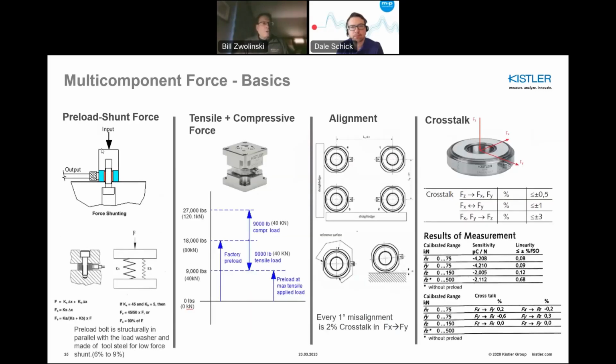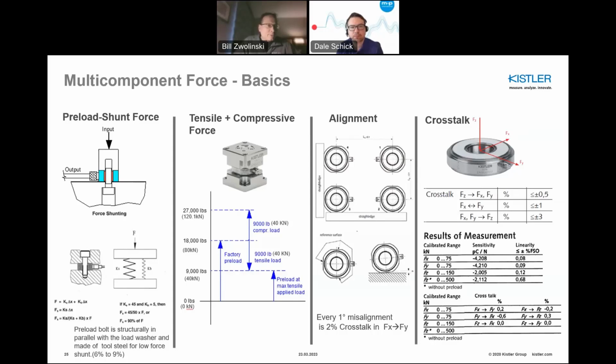Preload bolts create a shunt force, and typically the bolt takes up about 6 to 9% of the force, which means your sensitivity will be 6 to 9% lower because of the bolt. That's all very important. So I often get asked the question, hey, can I use my own bolts?